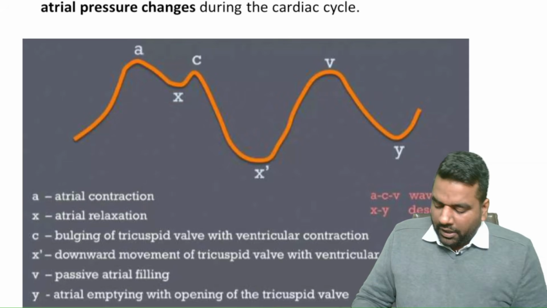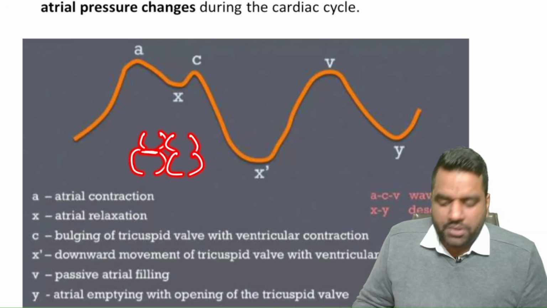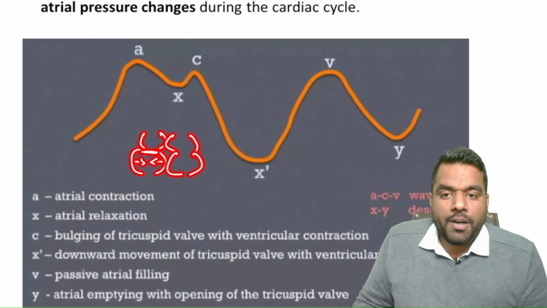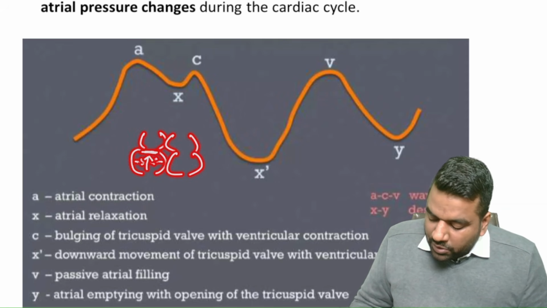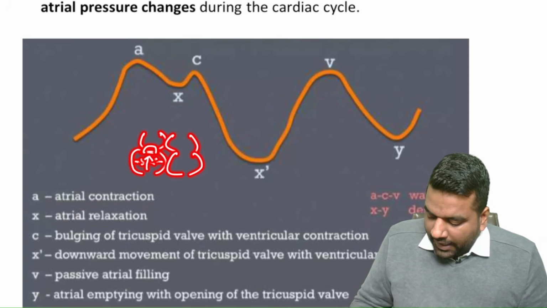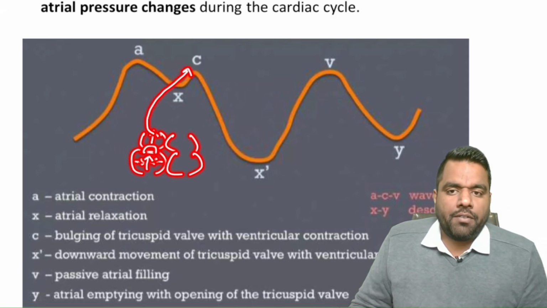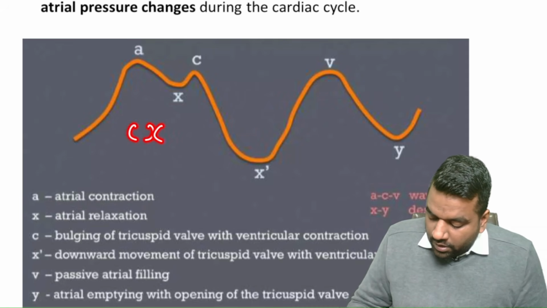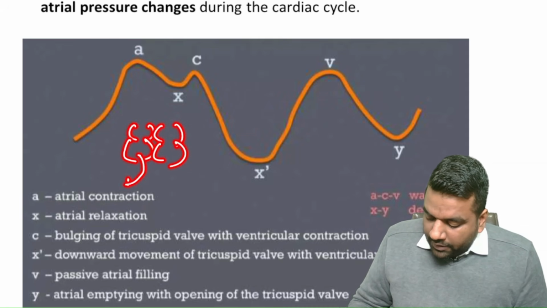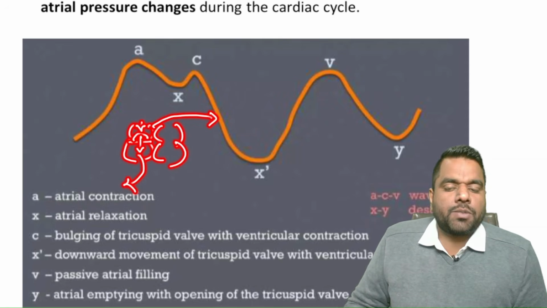Now the tricuspid valve will be closed, and isovolumetric contraction of the right ventricle will start, which will increase the pressure in the right ventricle. So this tricuspid valve will bulge like this, leading to further increased pressure in the right atria, which will signify the C wave. So that will correspond to the C wave. After that, the blood will eject out from the right ventricle. This tricuspid bulging will come down. The pressure will also come down, and it will show this X prime wave.